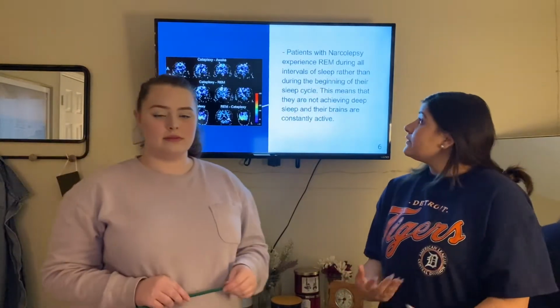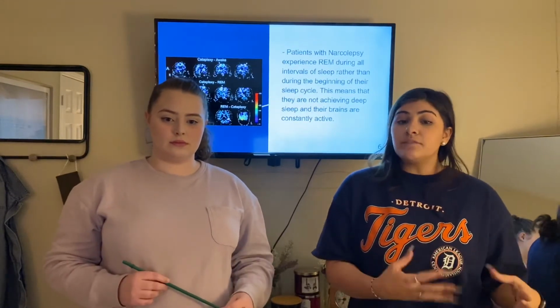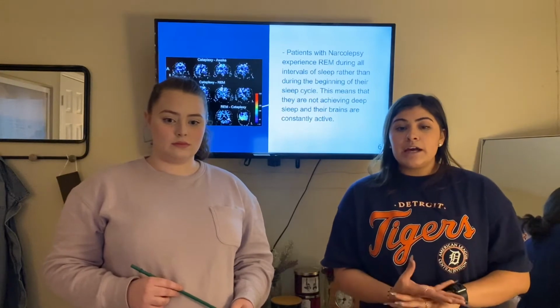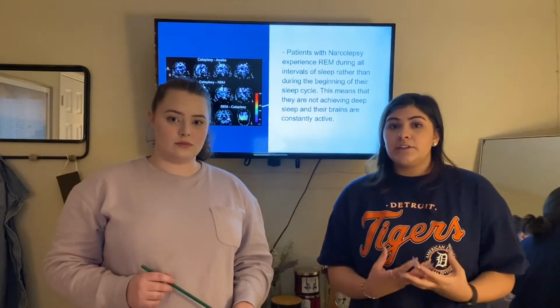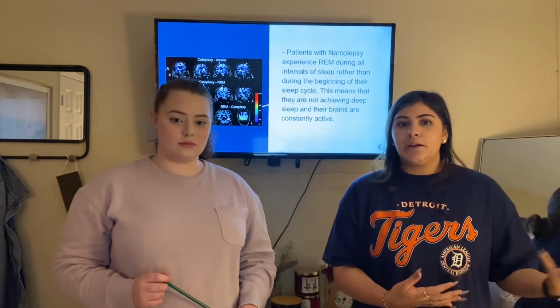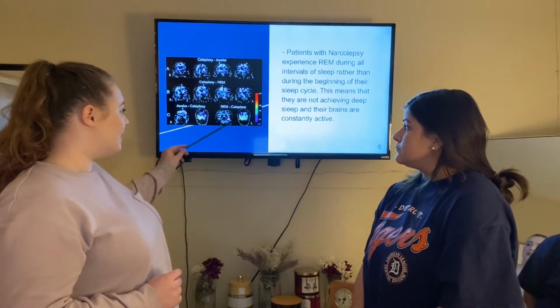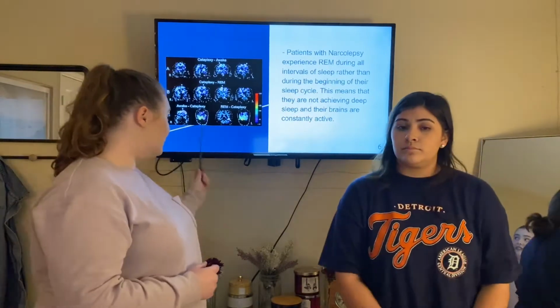So patients with narcolepsy actually experience REM during all intervals of sleep rather than just at the beginning of their sleep cycle. This means that they're not actually achieving a deep sleep. They're constantly awake throughout the night and through the day. And this is a picture of a patient with cataplexy, and you can see the activity in their brain is very active, even during sleep.